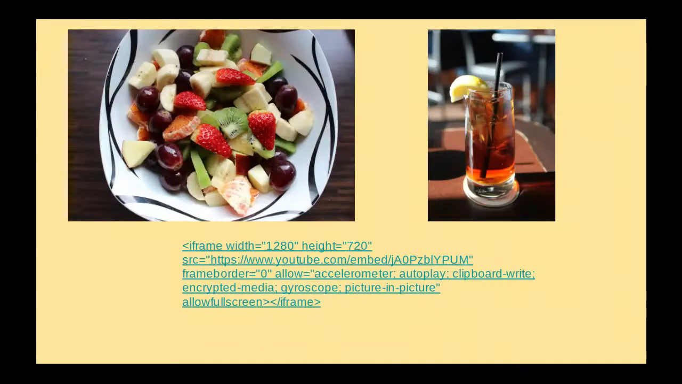Here we can see a fruit salad and a glass of sweet tea. Both are mixtures, but only one is a solution. Do you know which one is the solution? We will watch a video that will explain more about mixtures and solutions.